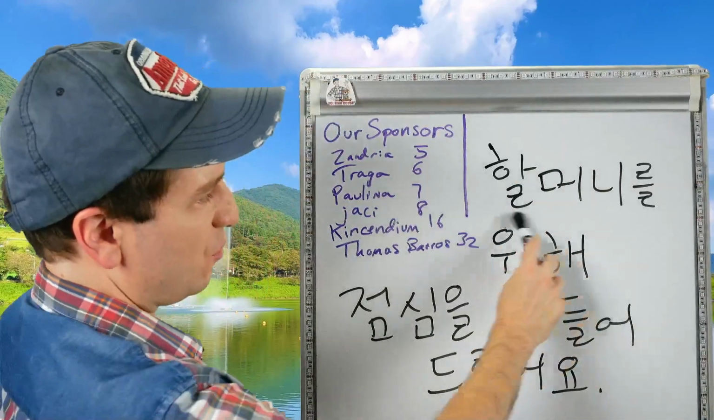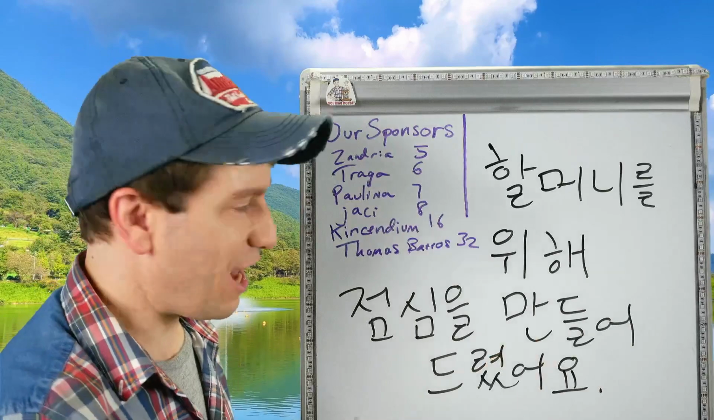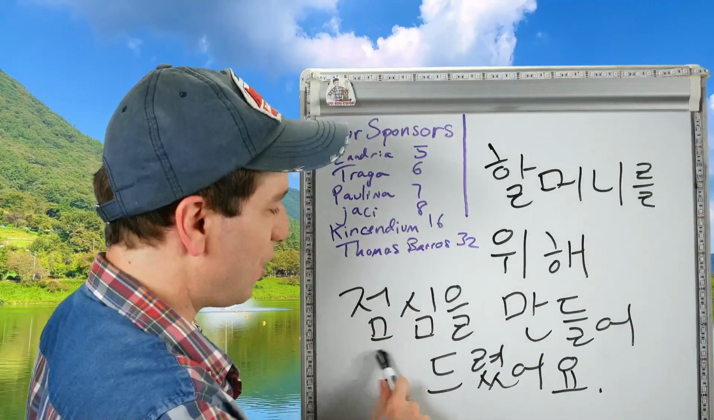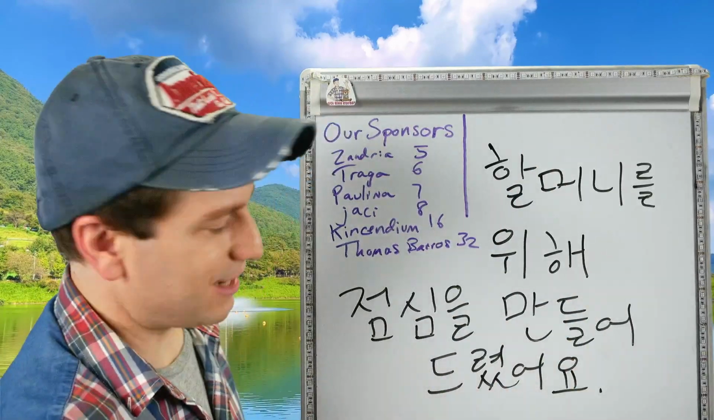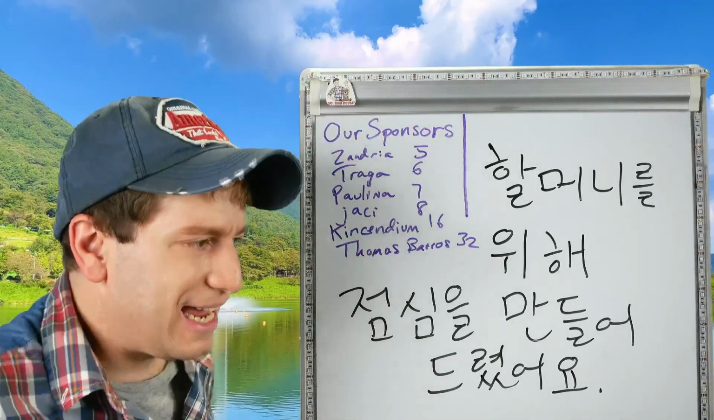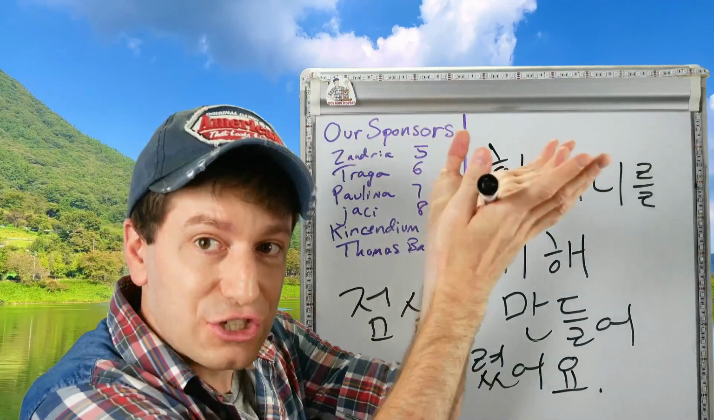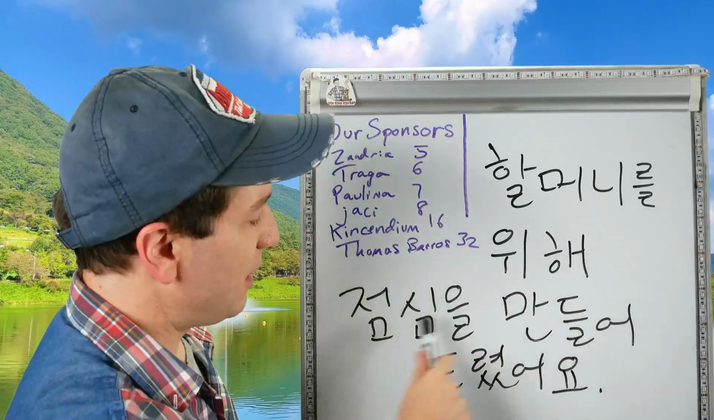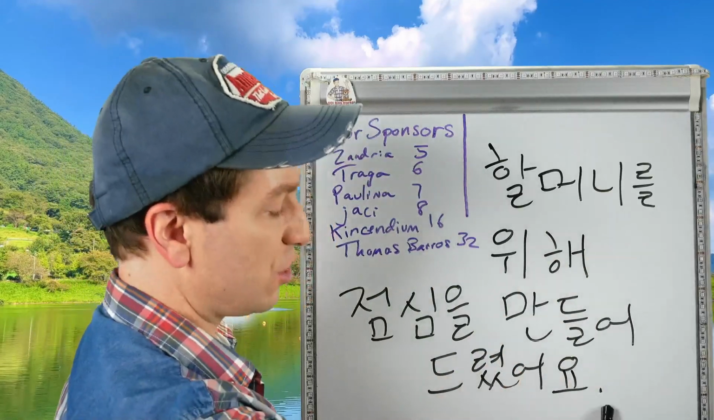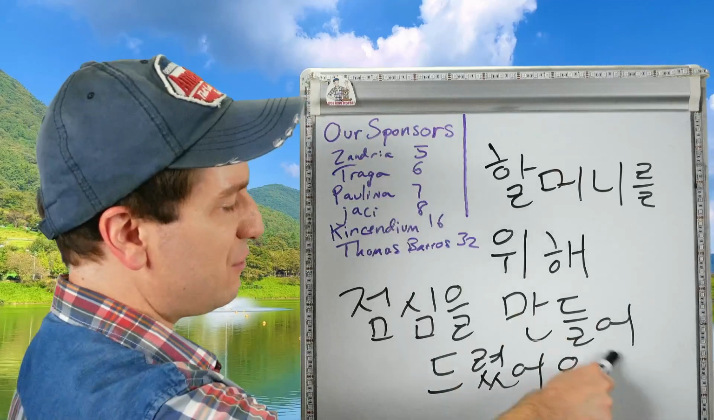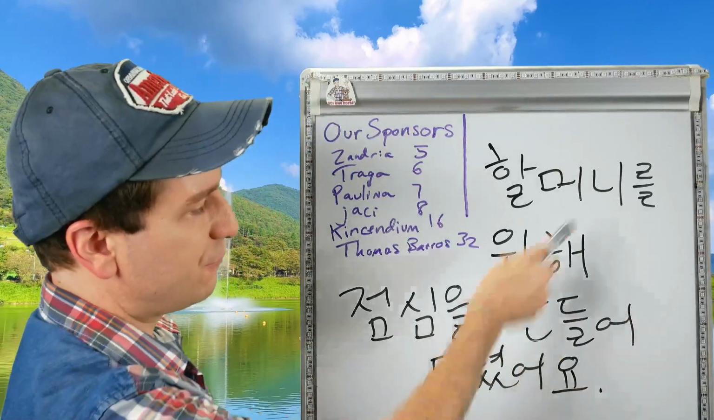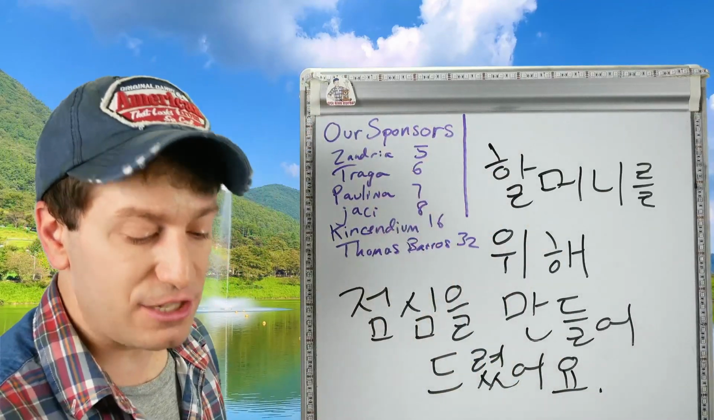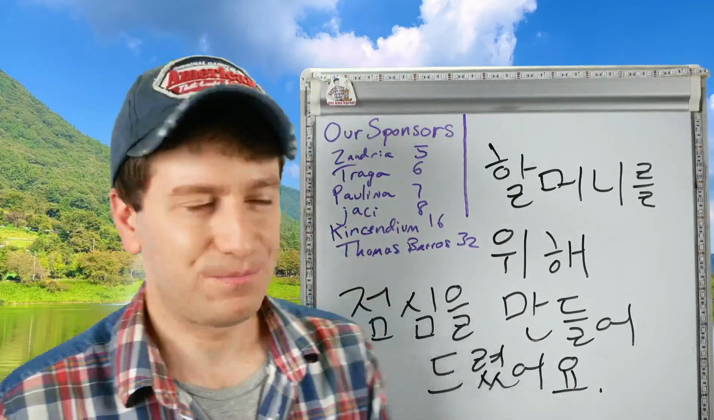할머니를 위해. So grandmother, 위해, for. So now we have for grandmother. 점심, lunch, 만들다, to make, 드리다. So I gave the making of lunch for my grandmother. 할머니를 위해 점심을 만들어 드렸어요. So I gave the making of lunch for my grandmother. So I made lunch for my grandmother.